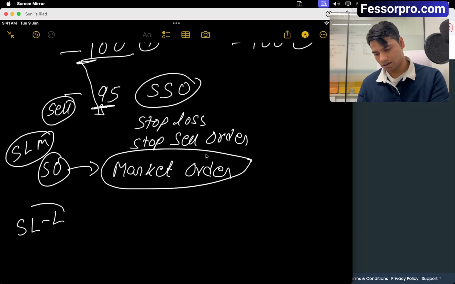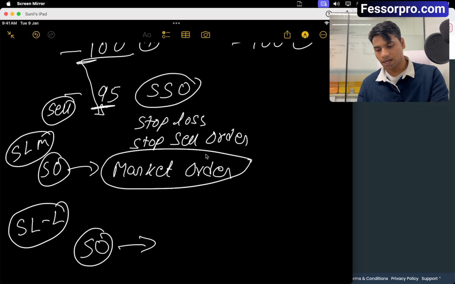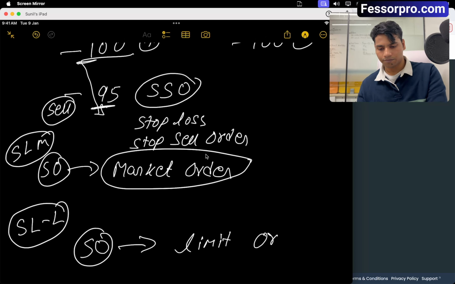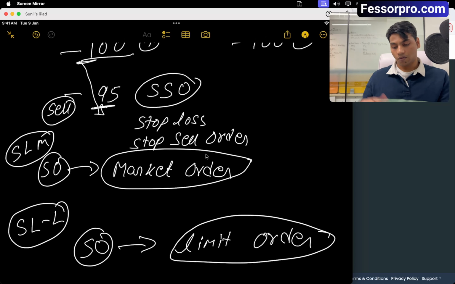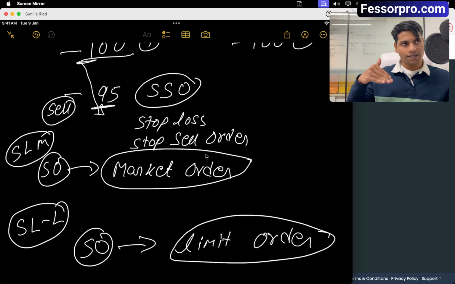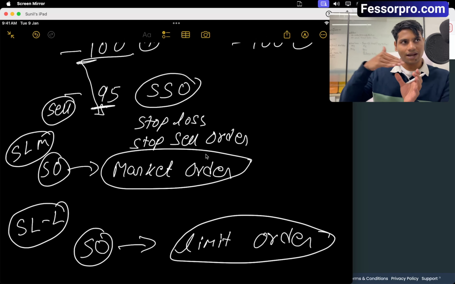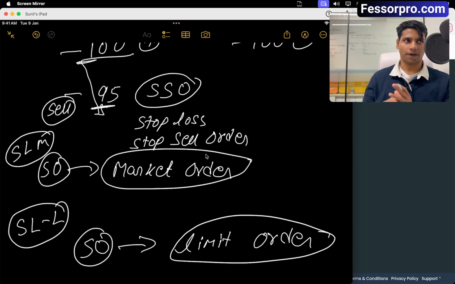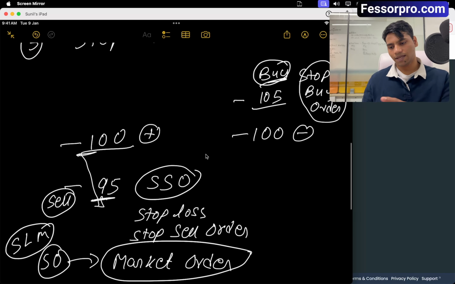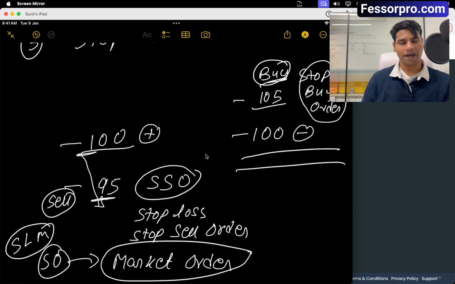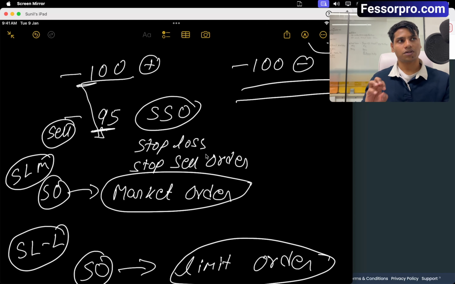Okay, now when it is SLL, in that case, stop order gets converted to a limit order. Now, what's the benefit of SLL over SLM? The benefit is that when the market reaches 95, this order is converted to a limit order. It means that it will always give me the best price. It would either give me 95 or 94, anything better than 95. Now, the same thing is applicable for buy order. I was talking about sell order. So, this is the concept of a stop order.